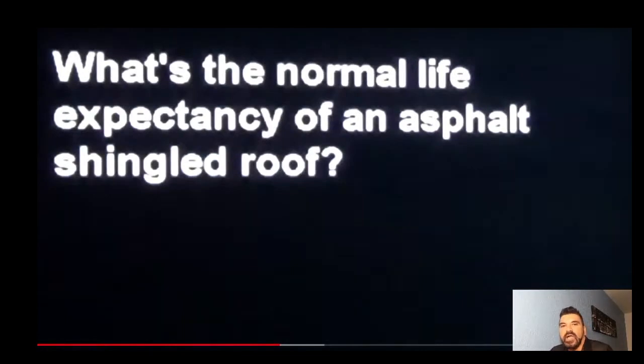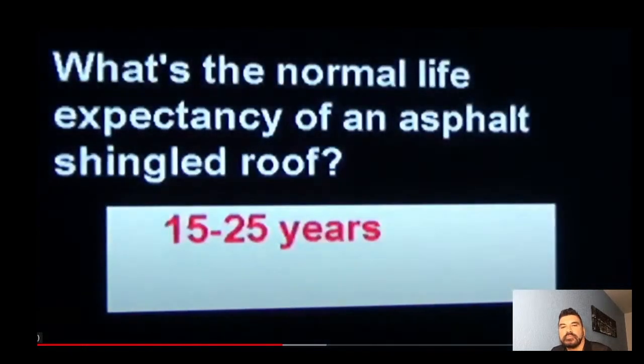So what's the normal life expectancy of an asphalt shingled roof? We covered this last week, and I told you this is the answer New York wants you to put no matter what. Okay, so make sure you know this. This is definitely going to be on the exam. 15 to 25 years.